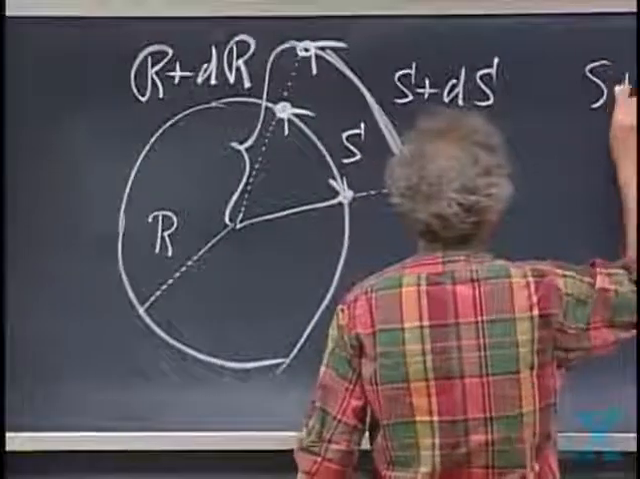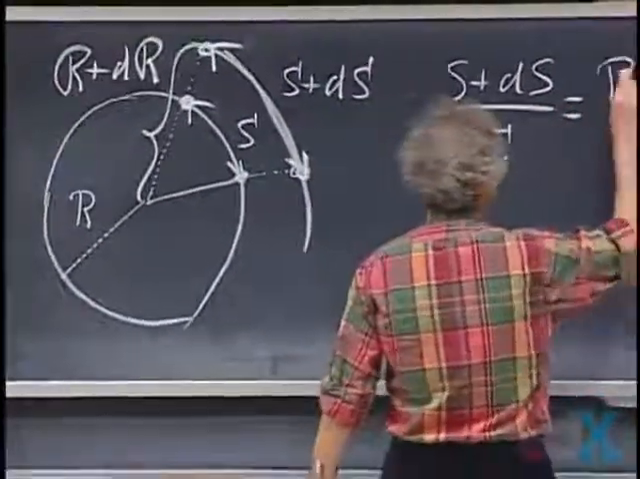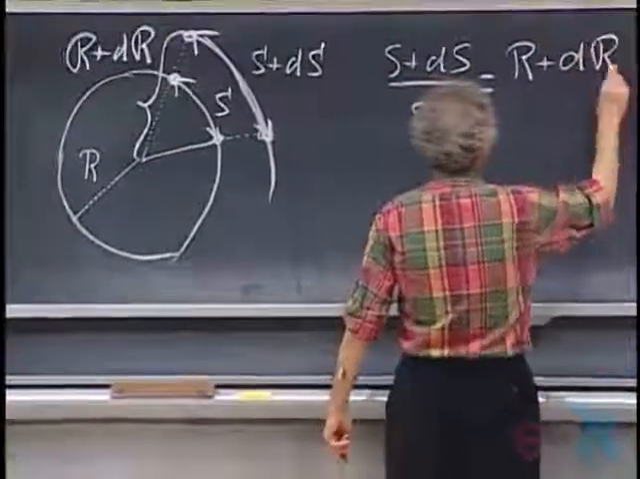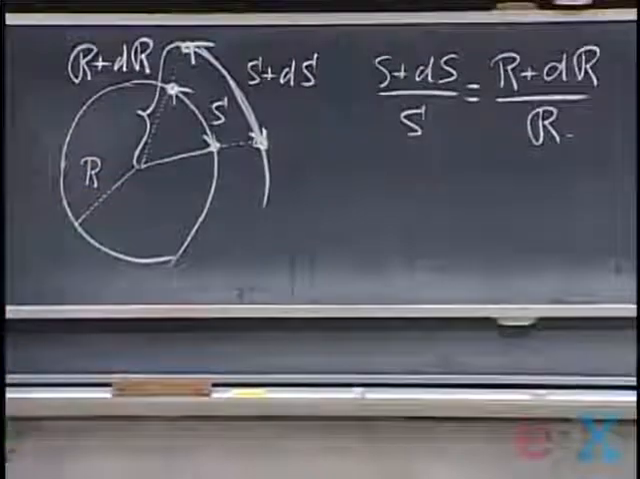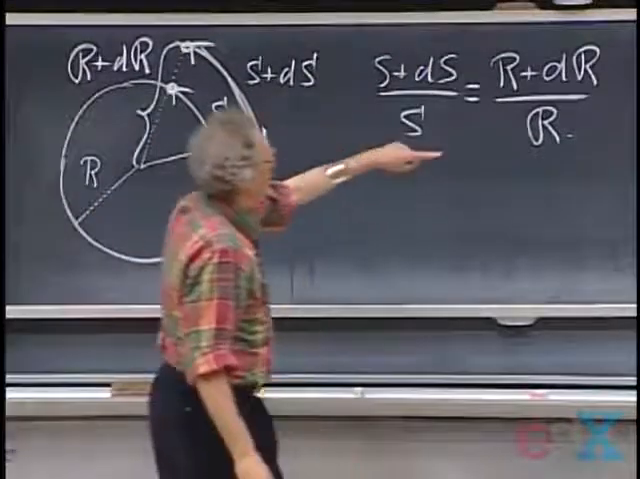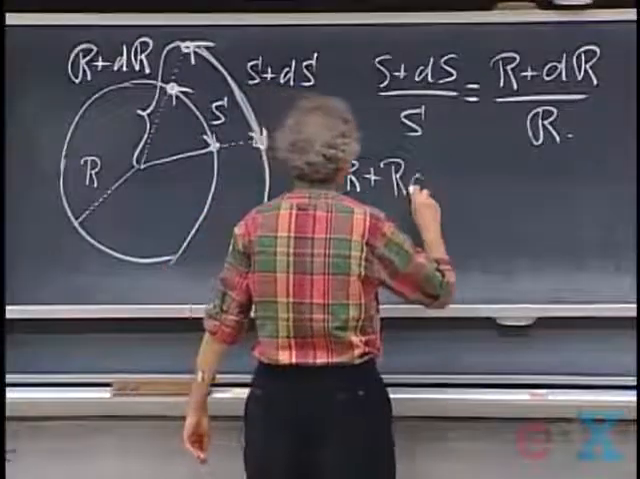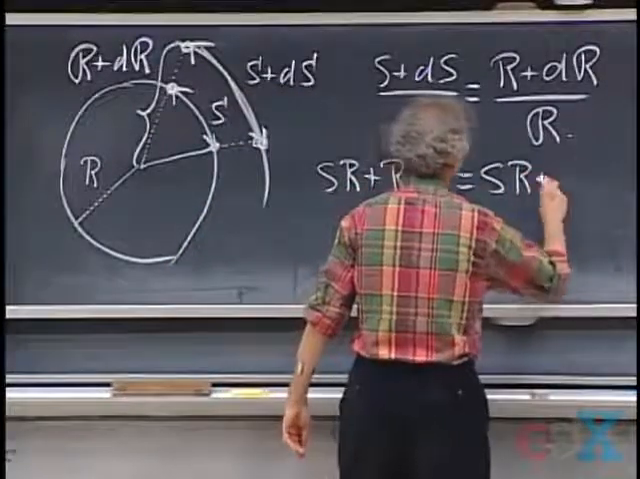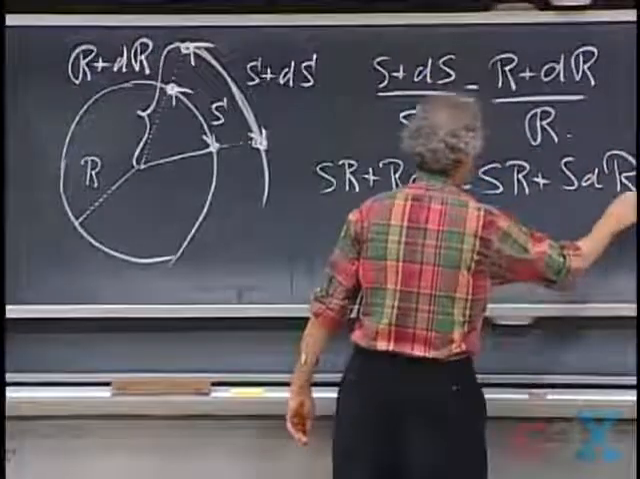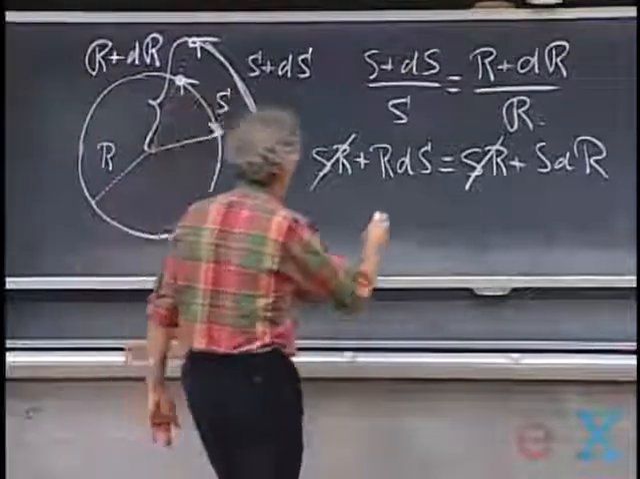that (s plus ds) divided by s is (r plus dr) divided by r. Simple high school geometry. I can work this out. I get sr plus r ds is sr plus s dr. I lose this sr. I divide by dt.